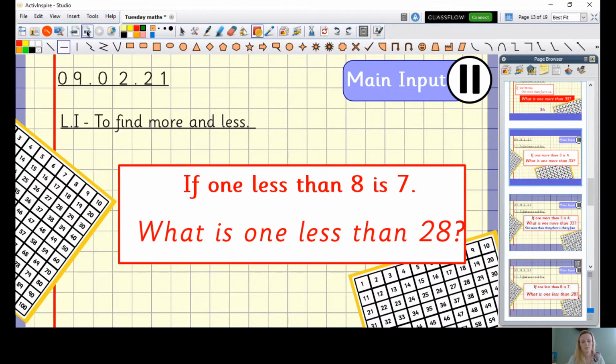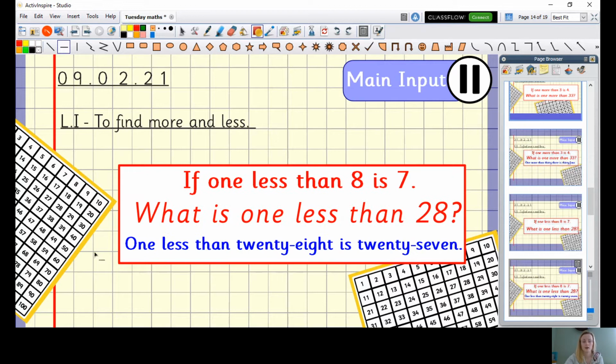Okay, if we know 1 less than 8 is 7, so we're doing less than now, what is 1 less than 28? You can press pause and have a go maybe. Okay, that's right. 1 less than 28 is 27. Again, it's in the same columns on my number square. Even if I wasn't looking at my number square, I could just ignore the 20 and it would look the same, 8 and then 7. So 1 less than 8 is 7. I add the 20 onto the 8, so I've got 28, and then I add the 20 onto the 7, so I've got 27.